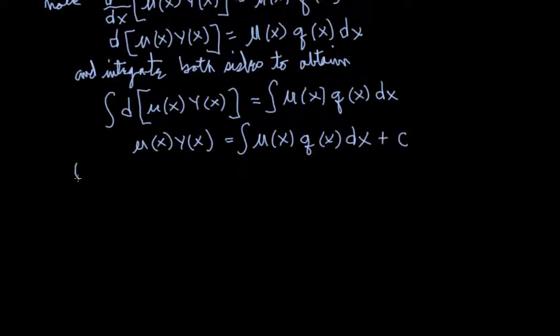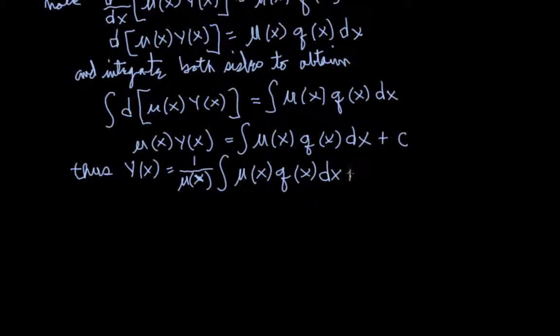And then if I integrate both sides of this, I get mu y standing by itself, and then divide by mu, and I get y equals 1 over mu times the integral, plus a constant times the integral. That c is the constant of integration.